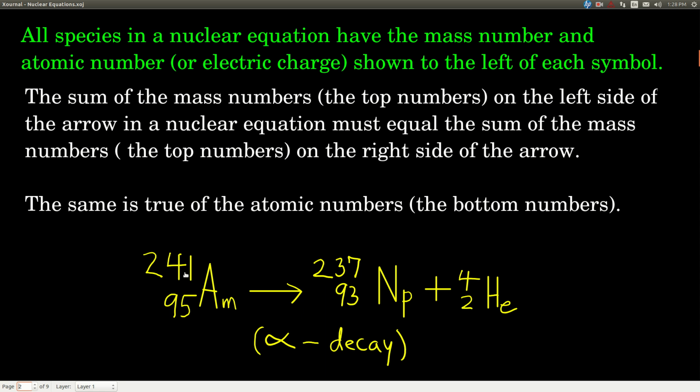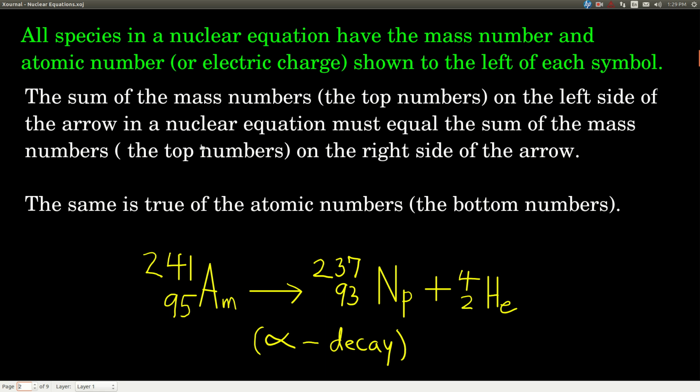Now, for some of the particles that we deal with, it makes it a little bit easier if instead of thinking about the atomic number as the number of protons, you think about it as the electric charge. Because each proton has a positive 1 charge, if there are 95 protons, there are 95 positive charges. The reason that sometimes is a little bit easier is when we talk about, say, electrons, beta particles. The symbol for a beta particle has a -1 on the bottom, and -1 protons is kind of hard to think about, but it does have a -1 charge. So sometimes it's easier to think about it that way.